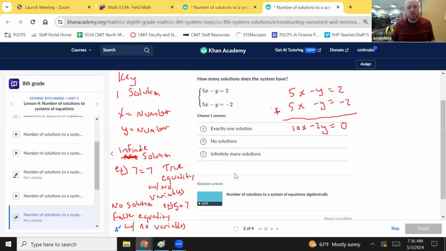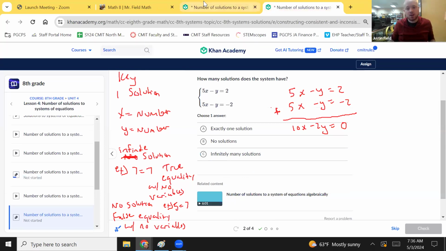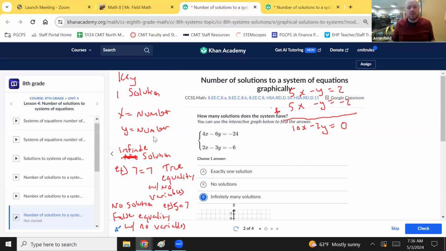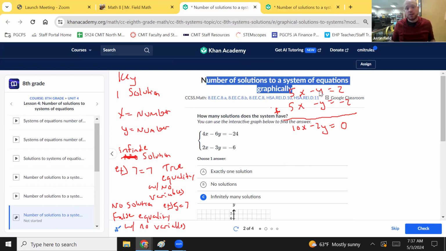Now, of course, you can use the Khan Academy if you're like, no, I want to know, I'm going to figure this out. Go for it. But for everybody that wants to, and for your grade, it's going to be number of solutions to systems of equations graphically for next week. All right. Thanks for bearing with me.